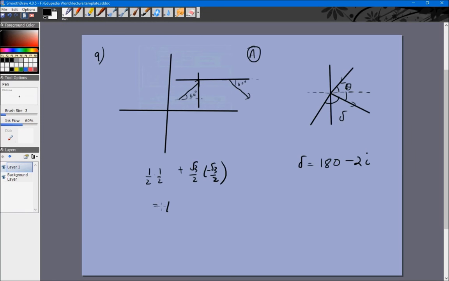Sorry, my mistake. It won't be 1. It will be minus half. So if this is minus half, that will mean delta is equal to 2 pi by 3, or 120 degrees. Cos 120 is negative of cos 60. Cos 60 is half. So delta is 120, which also gives us i is equal to 30 degrees, which again gives us A. So there are two ways of solving this question.